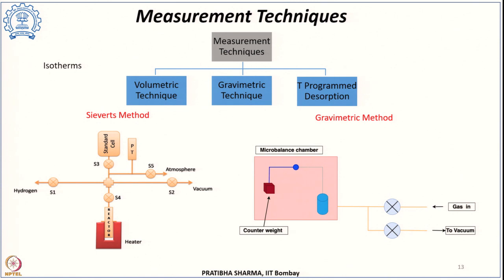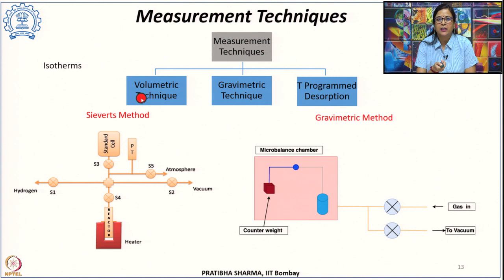Now if we want to know how much hydrogen has been taken up by a material, there are different ways of finding that. There are different measurement techniques which exist. These can be divided into the volumetric technique, the gravimetric technique, or temperature programmed desorption. In the volumetric and gravimetric techniques, we draw isotherms. These isotherms are plotted showing the hydrogen uptake for different pressures at constant temperature.